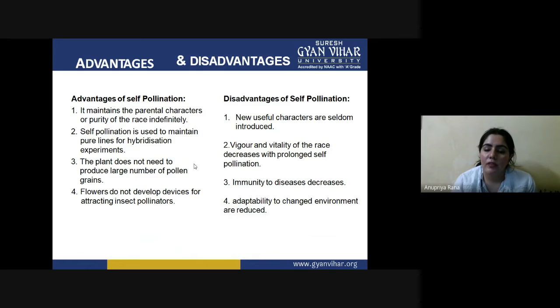Immunity to disease decreases. The immunity which has to be developed by several mutations in the plant can also be decreased in the case of self pollination.